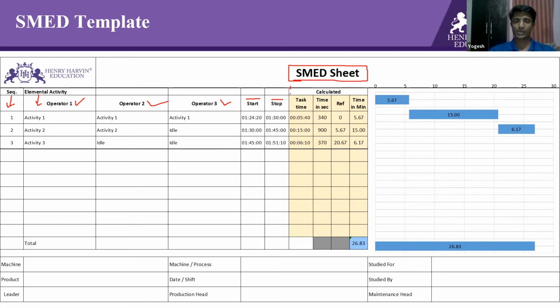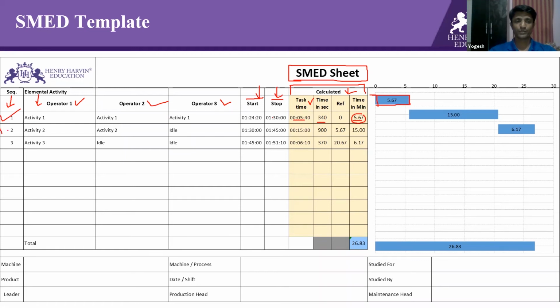Then these are calculated cells, you don't have to do anything here. These are automatically calculated using the start time and end time that you input. So this is basically the task time, which is stop minus start. The total task time is converted to seconds, and this is then used to plot this graph, right? So this is 5.67. It will plot this bar here representing 5.67 minutes for this first element.